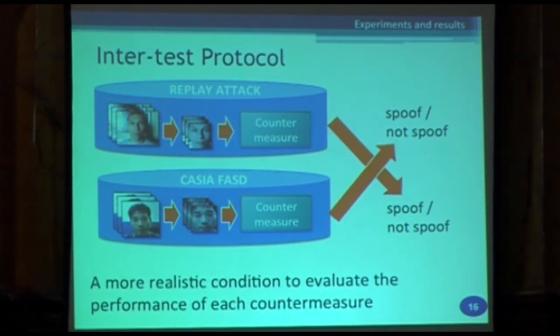The second protocol is called inter-test. This protocol tries to emulate a more heterogeneous condition. So you train a countermeasure, let's say the motion correlation, calibrate it, and test it with the CASIA face anti-spoofing database. And vice versa: you train and tune a countermeasure with the CASIA face anti-spoofing database and test it with the Replay-Attack database.